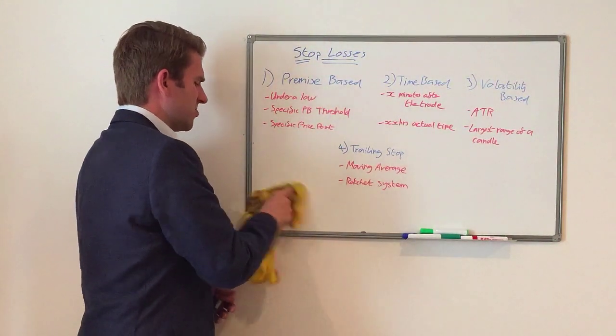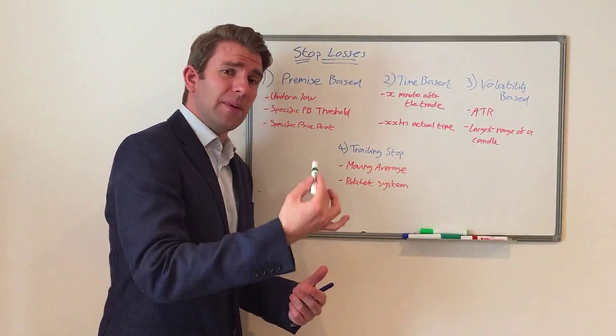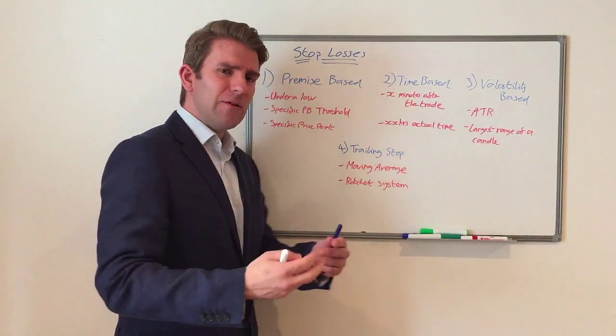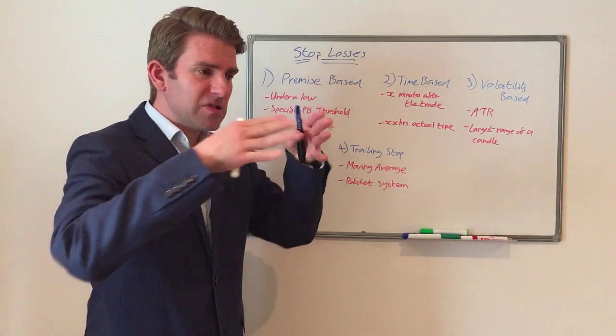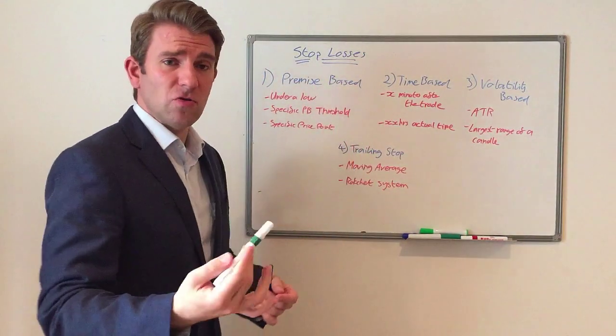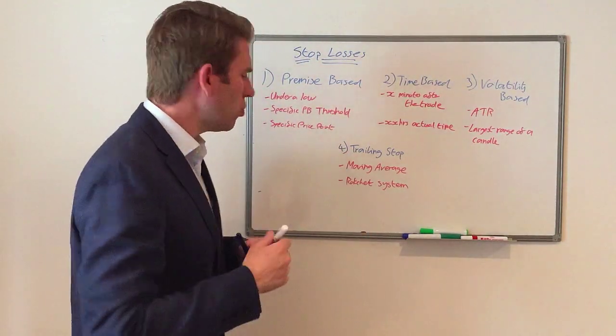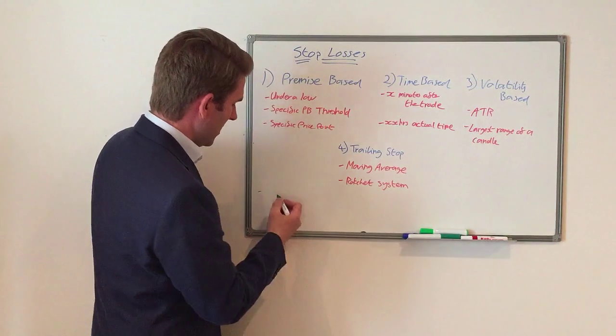Now, sometimes that's a bit subjective. A pullback could go a little bit lower than the level we had, but you've got to have some framework in place. You're never going to be able to capture everything with a premise-based stop. Another way to do it is to put it under a low or above a high if you're going short, or a key level.